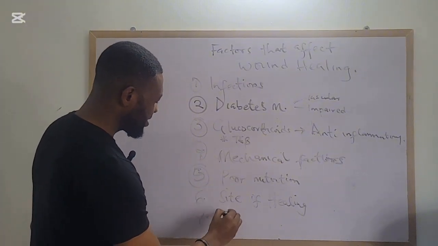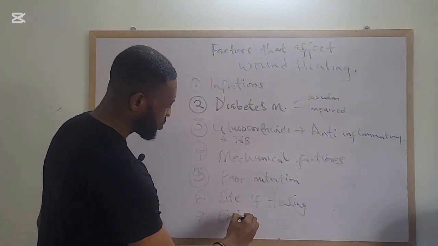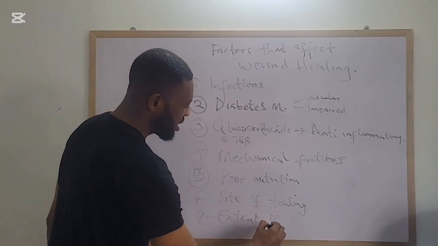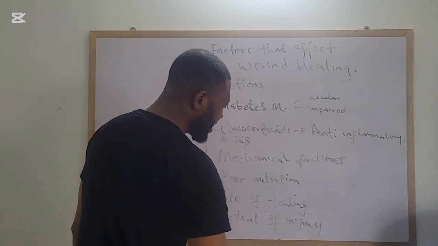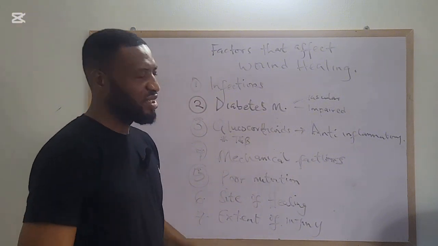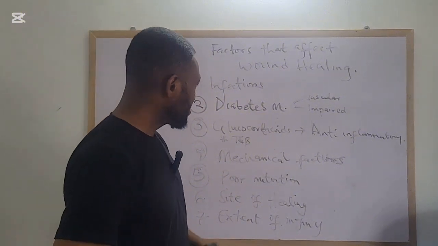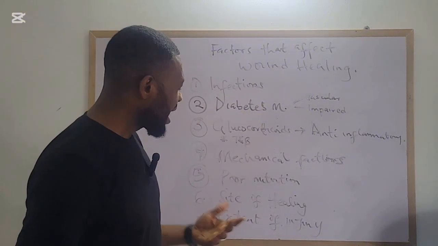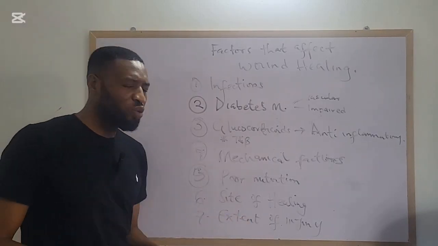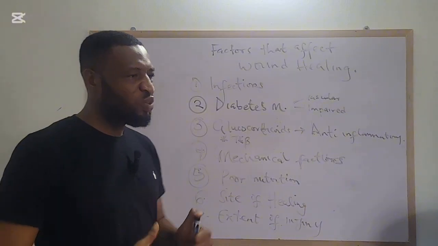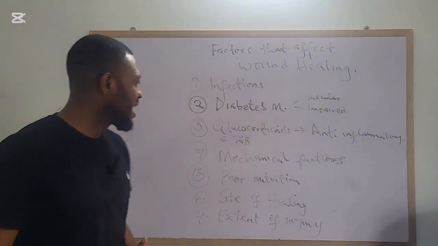What about the extent of the injury? The extent of injury can also affect wound healing. Of course, mild injuries may heal better than severe injuries. So these are some of the factors that can affect wound healing. Next, we'll be talking about the different ways by which wound can heal.